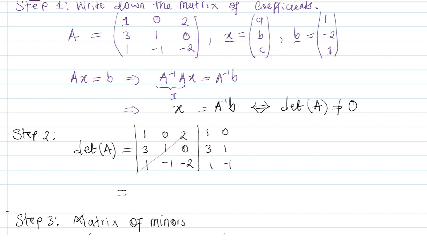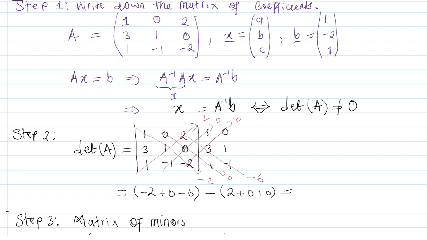So I will take the product, that is 2. I take the product, that is 0. I take the product, that is 0. I take the product, it's -2, 0, and -6. Products in the major diagonal, we have -2 plus 0 minus 6, minus 2 plus 0 plus 0, and that is -10, which is not equal to 0. So the system of linear equations has a solution.